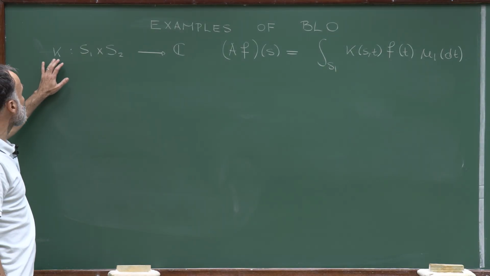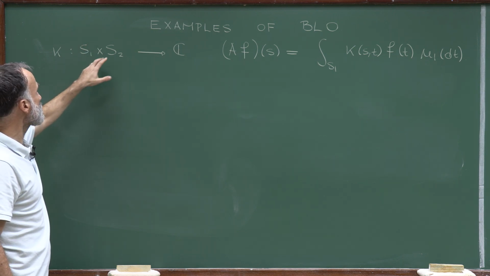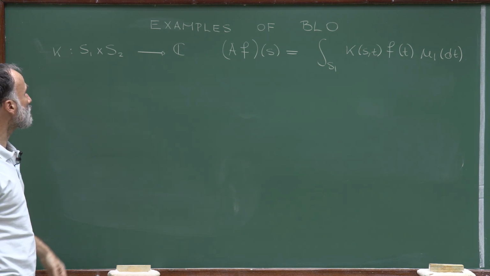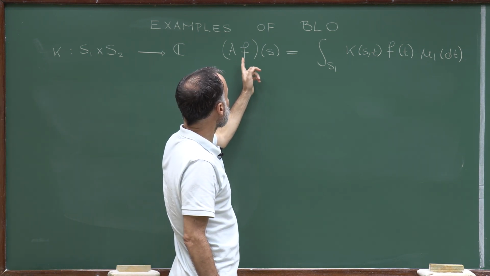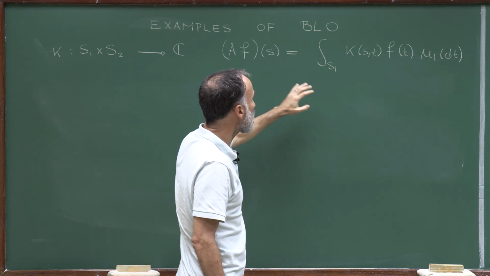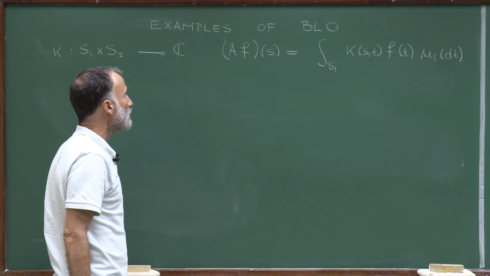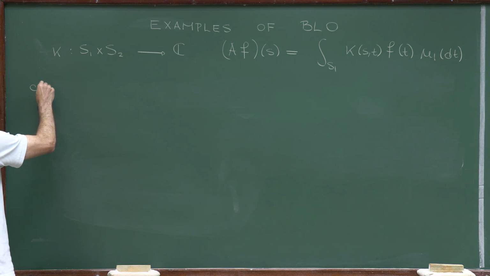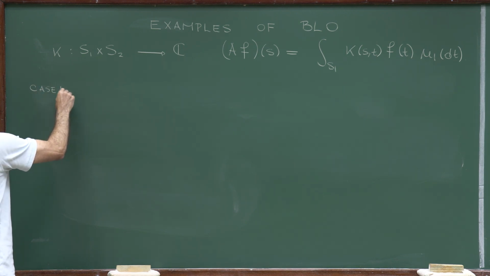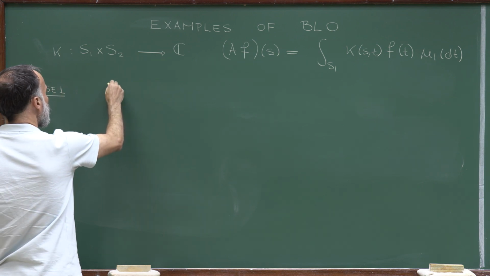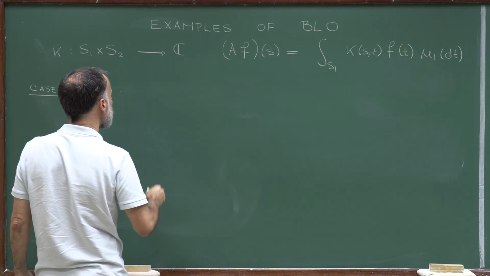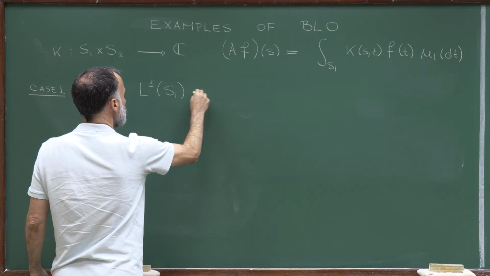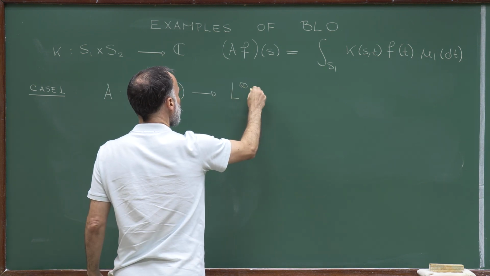So as I said, I have a function k which is defined on the product. It's measurable with respect to the product sigma algebra, and we have defined this operator A. Now I want to fix conditions on k for these integrals to be well defined. So let me first consider case 1, in which I would like A to be a bounded operator, say from L1 of S1 to L infinity of S2.